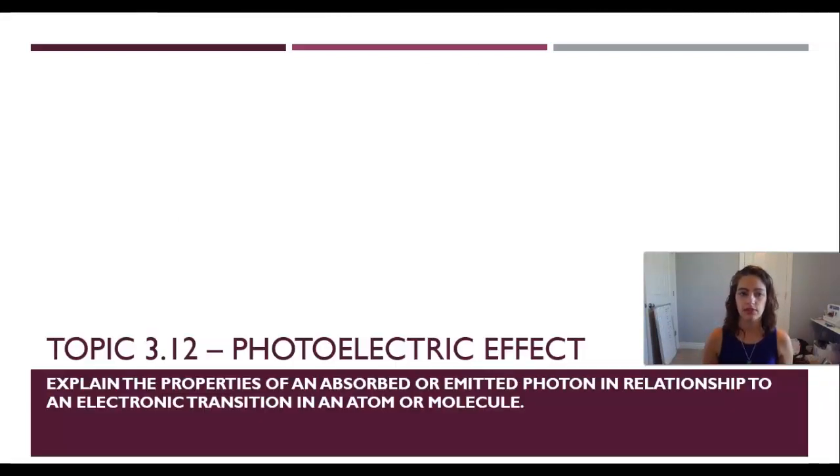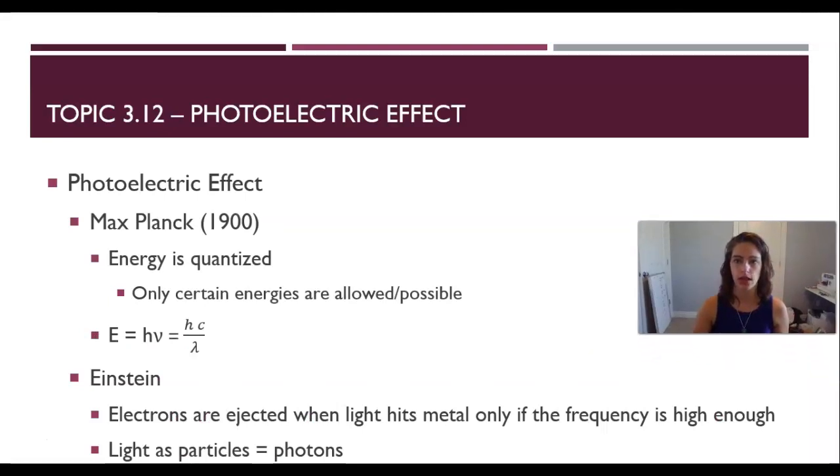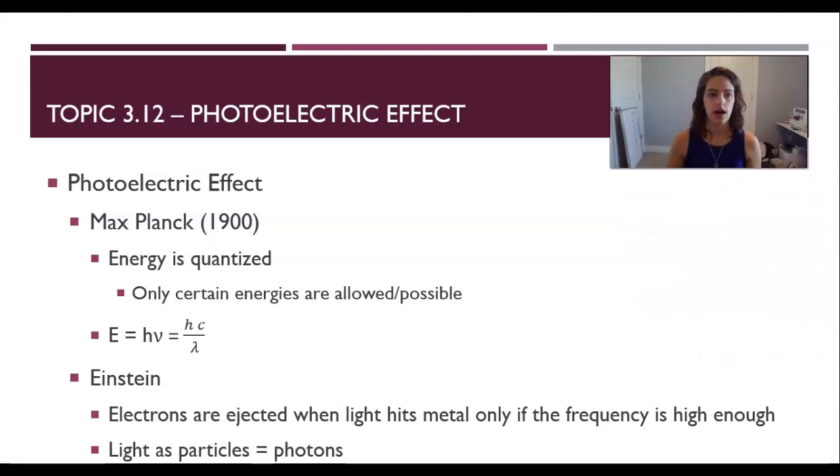Okay, so let's talk about the photoelectric effect. That's topic 3.12, which is to explain the properties of an absorbed or emitted photon in relationship to an electronic transition in an atom or molecule. So this is where we're going to get to some actual calculations. The photoelectric effect is attributed to Max Planck in 1900. So energy is quantized. This is where we're getting towards the idea of light as particles.